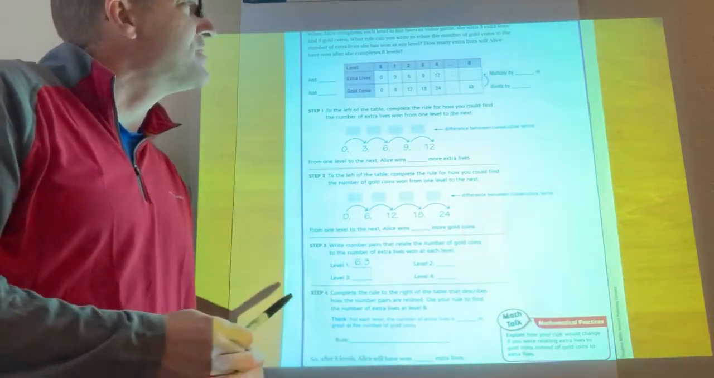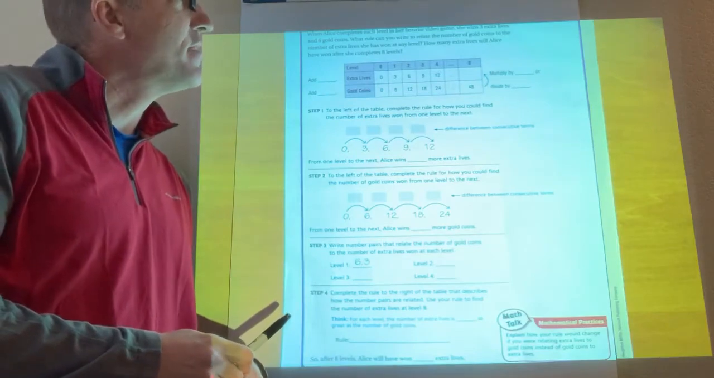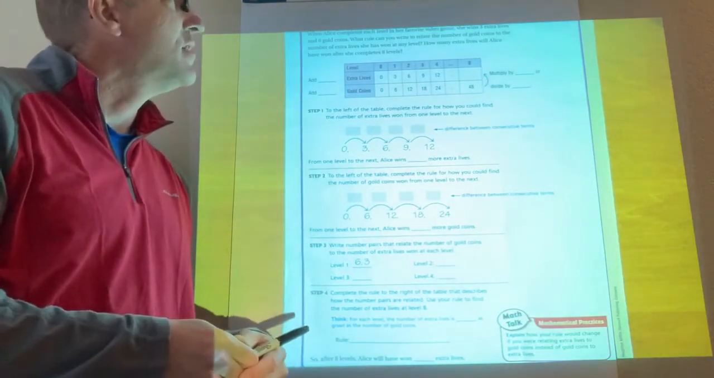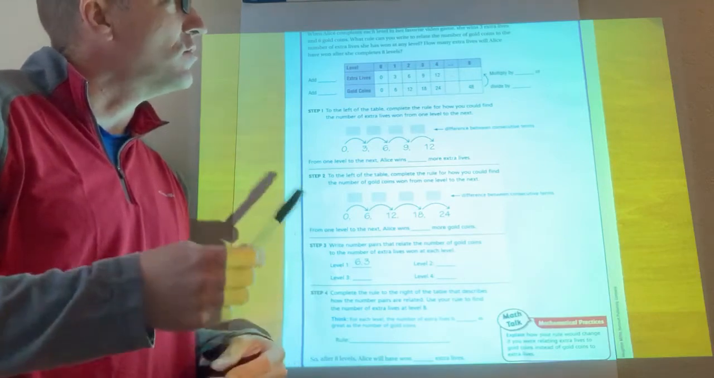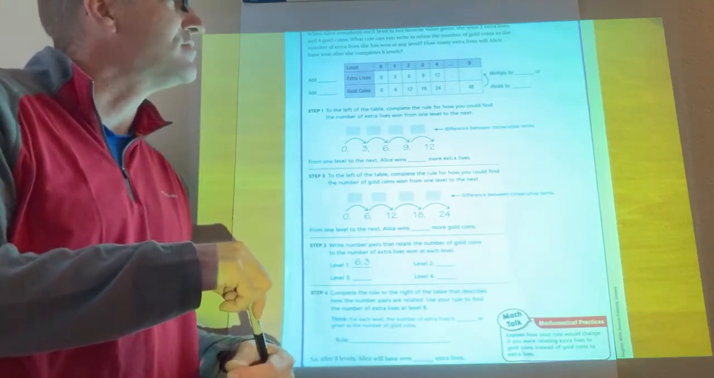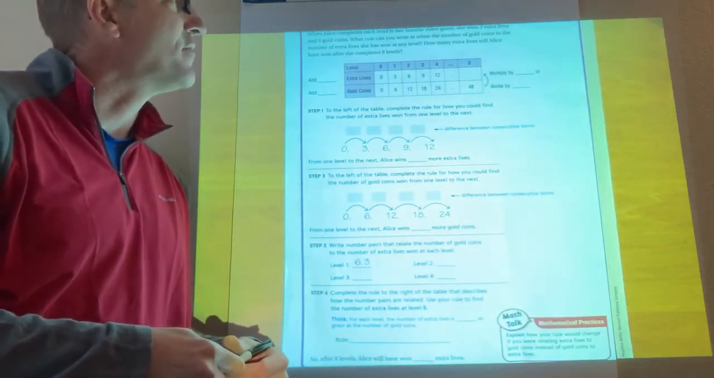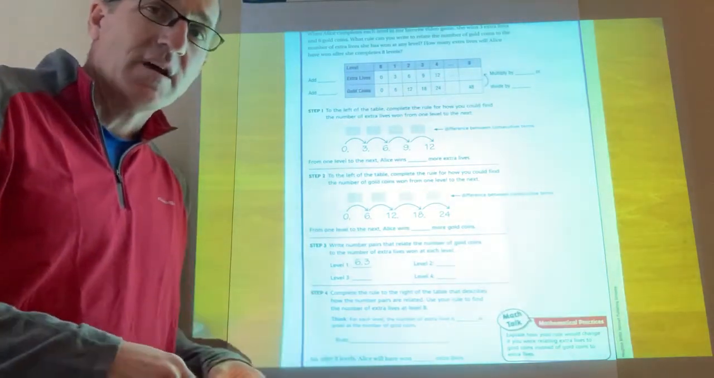If we look at the question, it's got when Alex completes each level in her favorite video game, she wins 3 extra lives and 6 gold coins. What rule can you write to relate the number of gold coins to the number of extra lives she has won at any level? How many extra lives will Alex have won after she completes 8 levels?